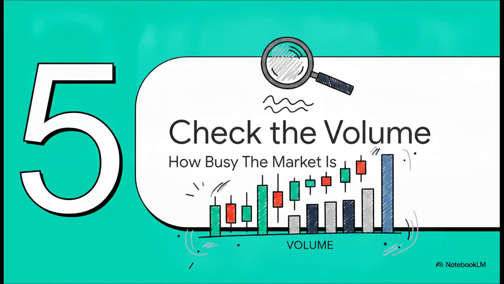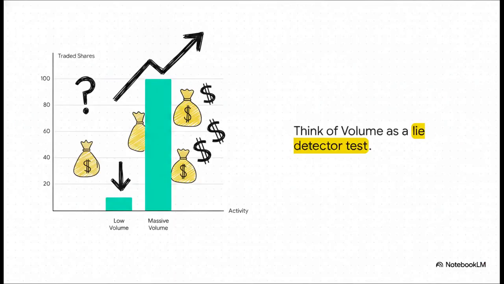Now for Section 5, Volume, the ultimate lie detector. If you glance at the bottom of your chart, you're going to see a row of vertical bars. This is volume, and it is basically the ultimate lie detector test for stock prices. It tells you exactly how many shares were bought and sold during that specific period.